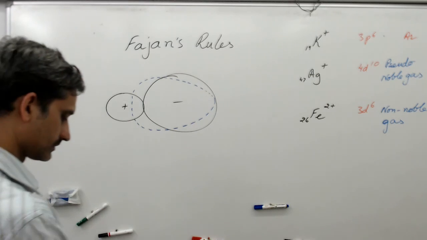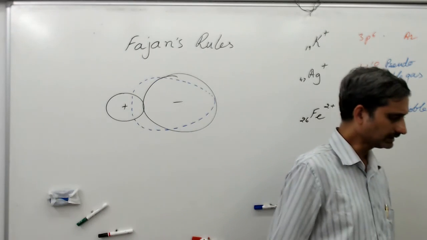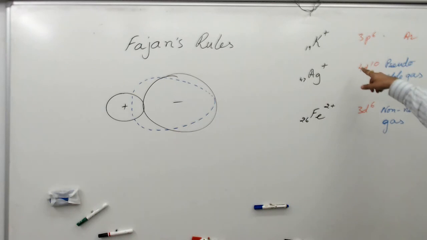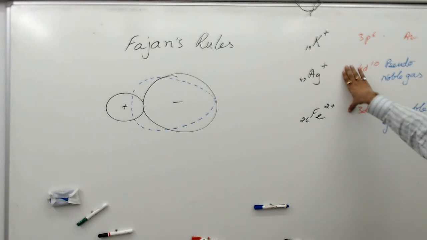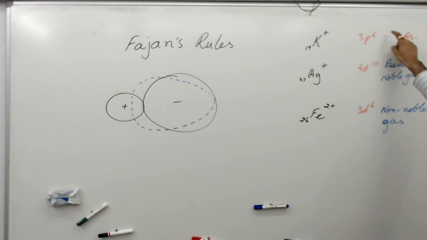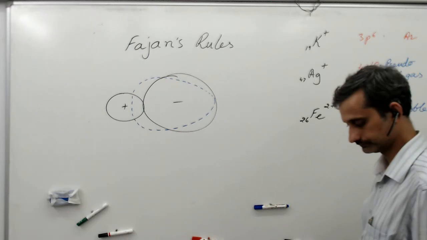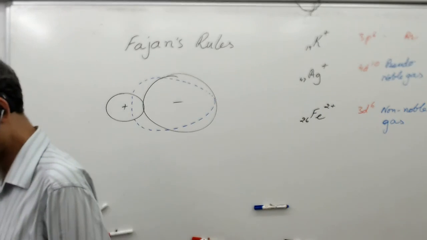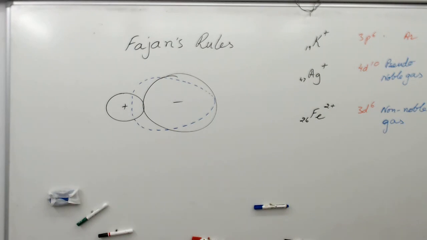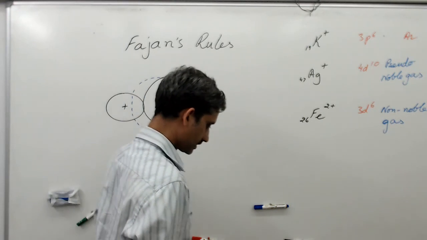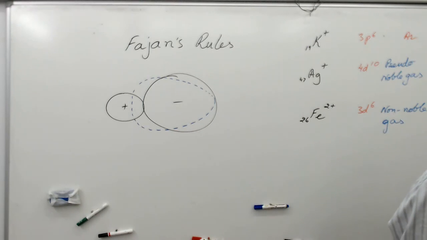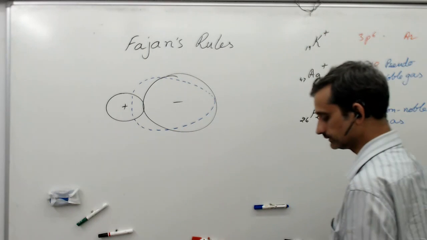Any confusions? Now, one thing you can actually find out is that this pseudo-noble gas configuration and non-noble gas configuration are going to have a higher effective nuclear charge as compared to the noble gas configuration. And that is why the transition metal compounds have a significantly higher covalent character compared to the representative elements compounds. Is that clear?